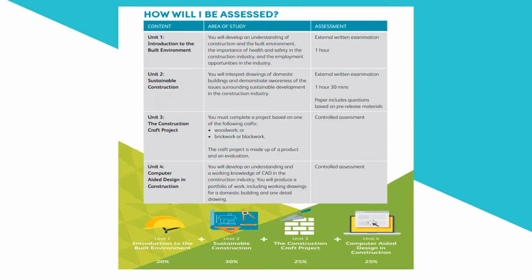The course itself consists of 4 units, 2 which you will do in year 11 and 2 which you will do in year 12. You will do unit 1 in year 11, which is Introduction to the Built Environment, where you will develop an understanding of health and safety, industry standards, employment opportunities, to name just a few.